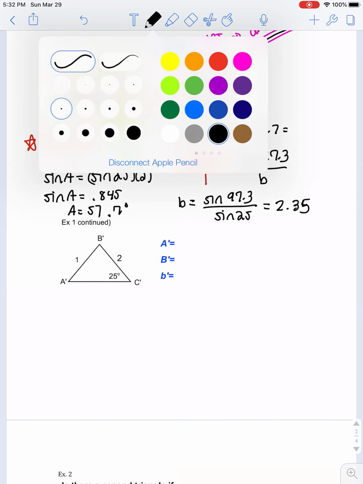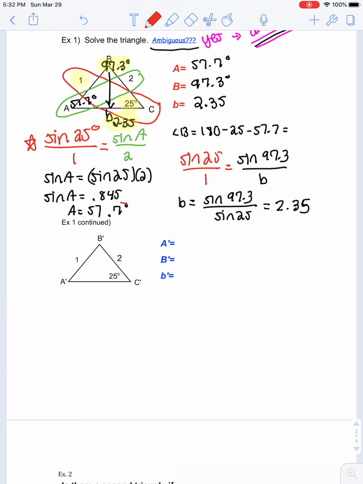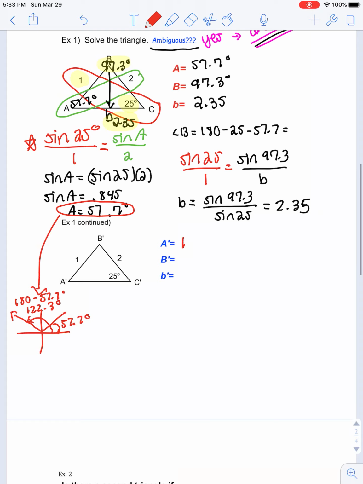So if we come back to this angle A, and we go back to the part that we had already started here, we started by solving and finding out that angle A could be 57.7 degrees. But on your unit circle, that 57.7 degrees is in quadrant 1, which means that there's a second possible angle over here in quadrant 2. That angle would be 180 minus that 57.7, which means that angle could be 122.3 degrees.